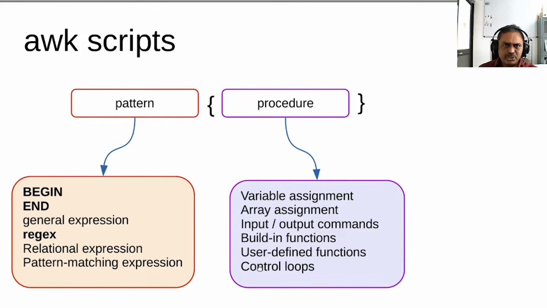And this pattern is optional, which means that if you don't give it, then the code block will be called a default block and it will be applied to every line in the input stream. And if you have more than one such block, then all of them will be applied in the sequence they appear in the script file.